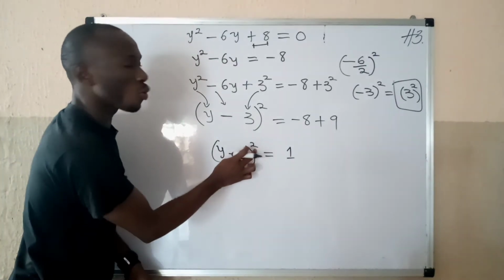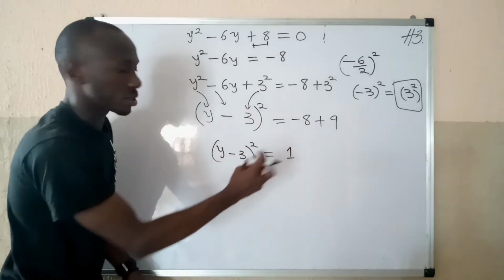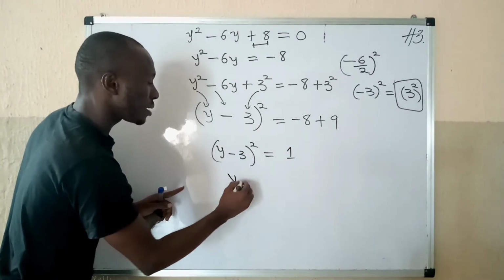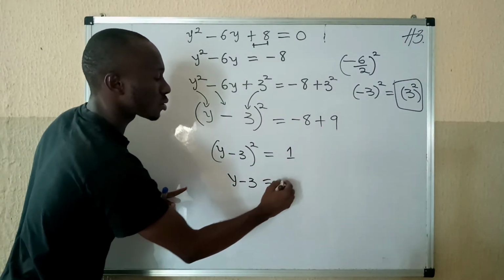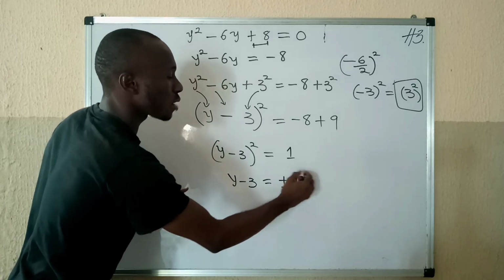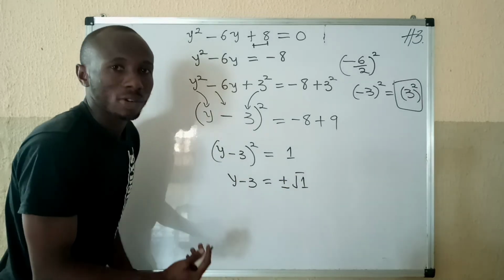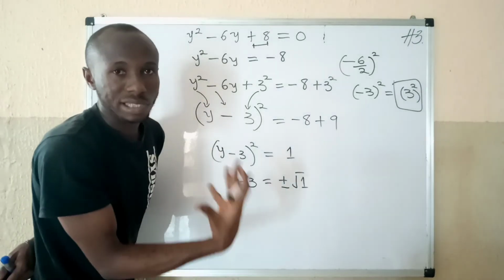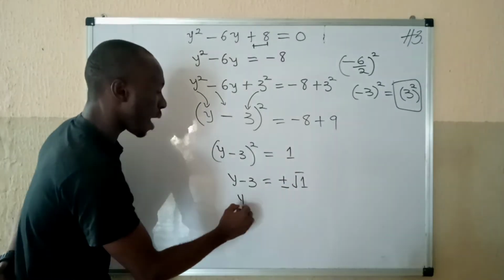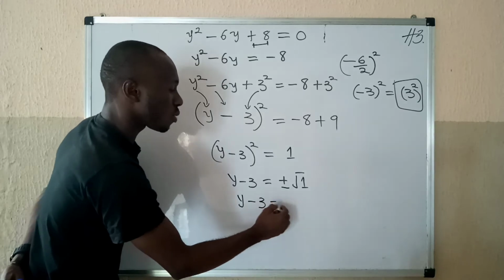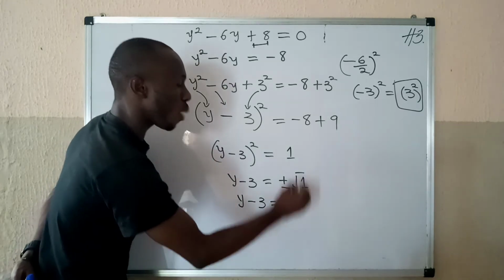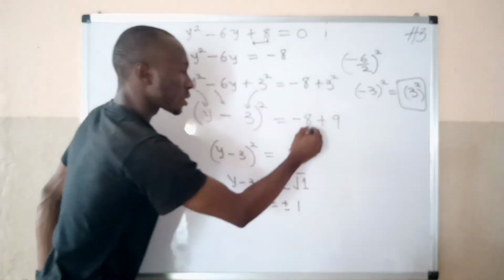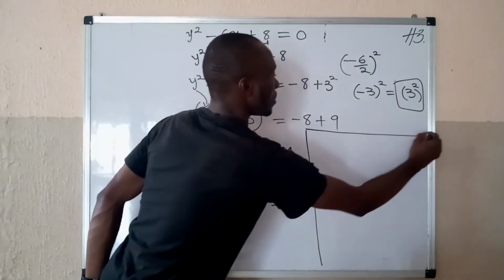So we remove this square by taking the square root of both sides. So we have y minus 3 is equal to plus or minus the square root of 1. And of course, the square root of 1 is simply 1. So we have y minus 3 is equal to plus or minus 1.